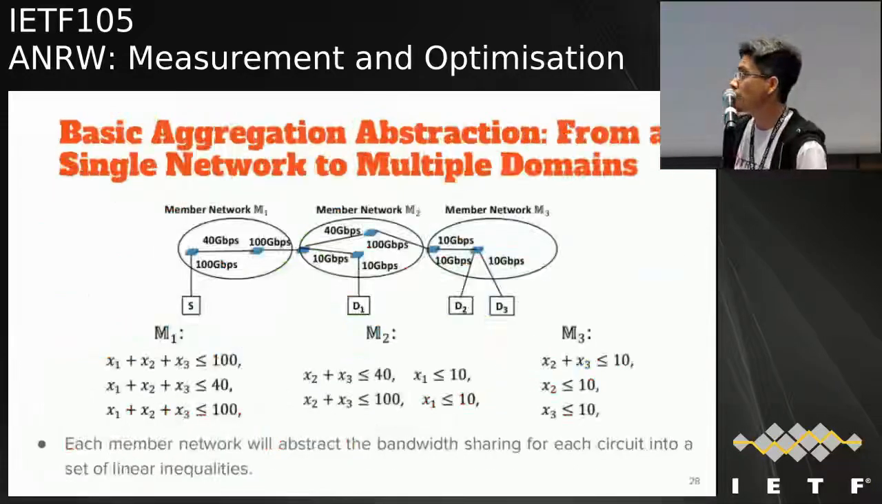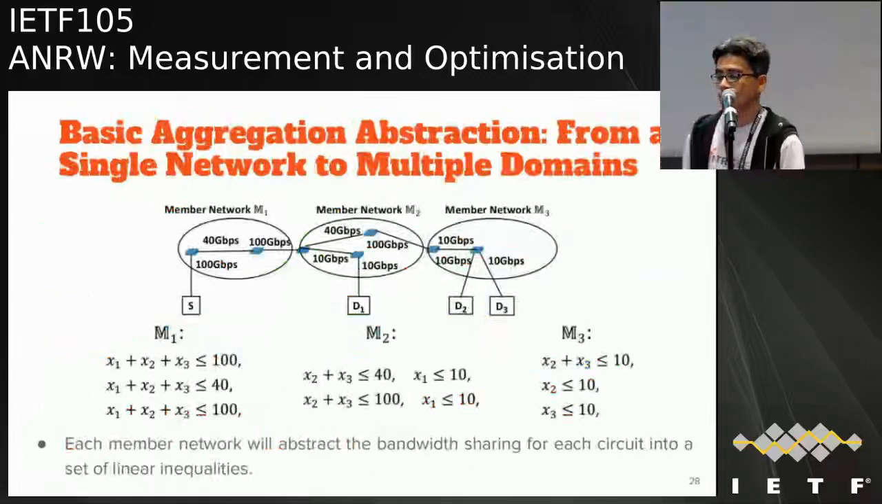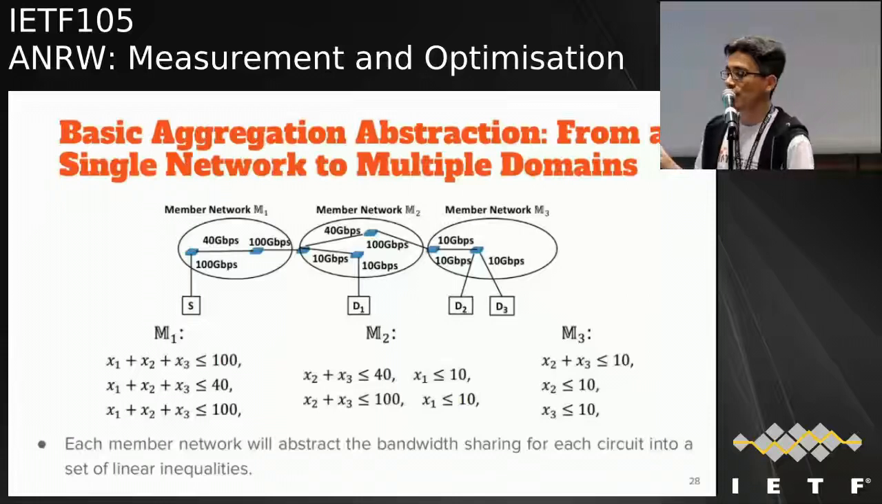Taking the previous example from a single network to a multi-domain network, here we have a collaborative network with 3 member networks, and a user wants to request.